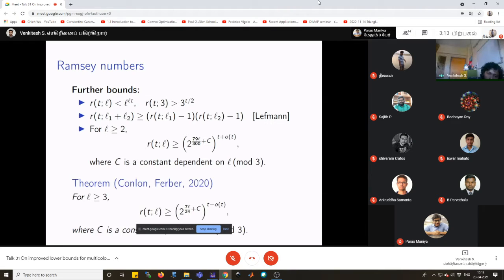And the improvement by Conlon and Ferber last year is the following. First of all, the improvement is for L greater than or equal to 3, not for 2. For 2, their method does not give anything better than the previous bound that you already know. And the improvement here essentially is in the exponent from 79 by 300 times L. It has improved to 7 by 24 times L.